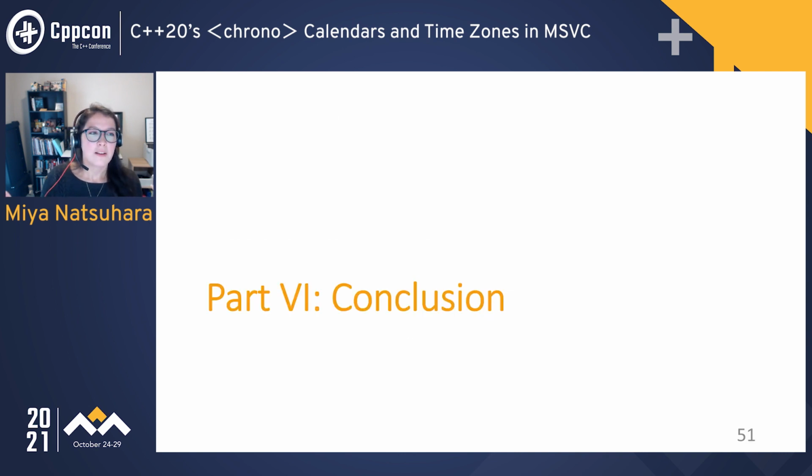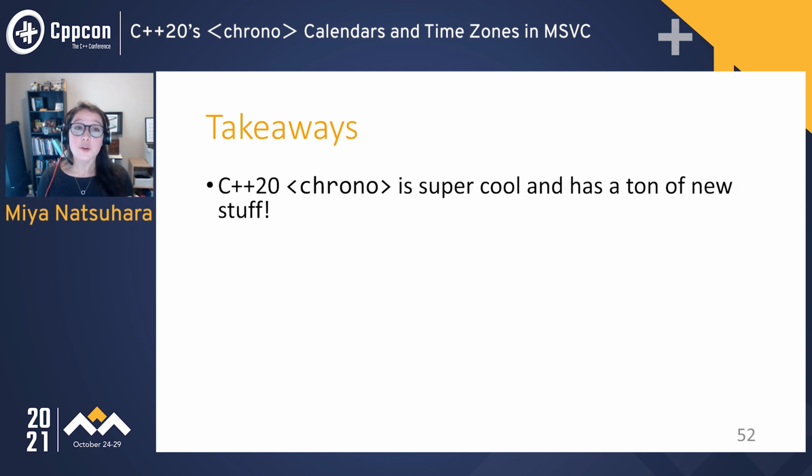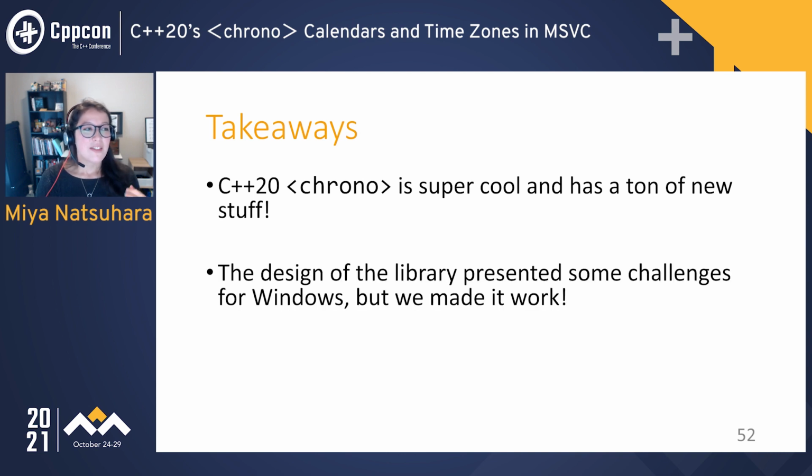Okay, given that, this is hopefully a nice overview of all of the different pieces of chrono. You have some insight into all of the fun challenges that we encountered as we were implementing it for MSVC on Windows. But your takeaways here are hopefully C++20 chrono is super, super cool and has a ton of new stuff. This is very honestly a surface level overview. There's a ton of stuff in there. The design of the library presented some challenges for Windows, but we made it work. We are working on improving it even more potentially, but we have it working on at least more recent OSs very nicely.